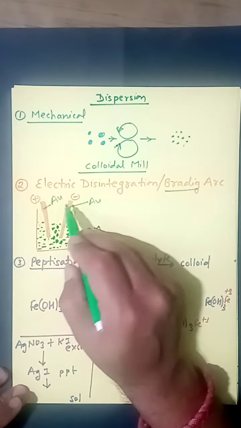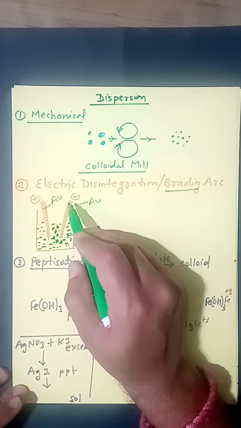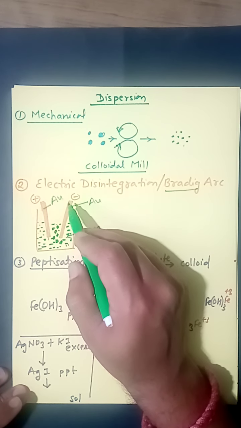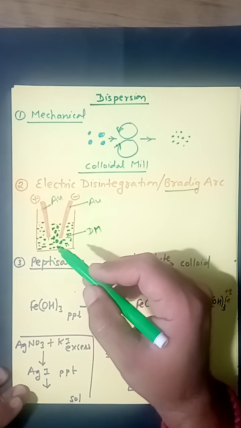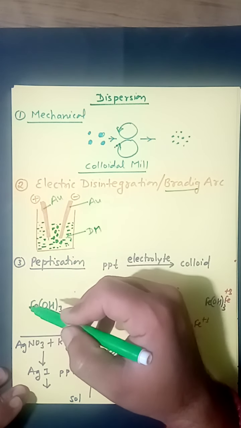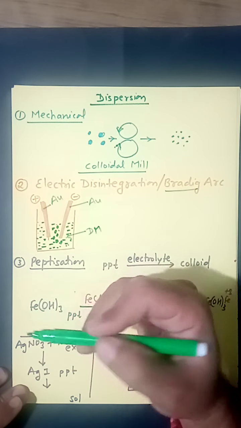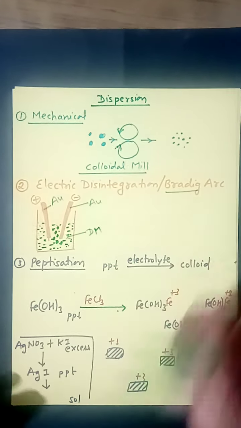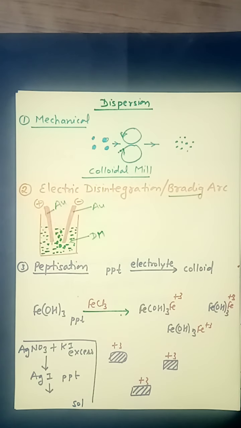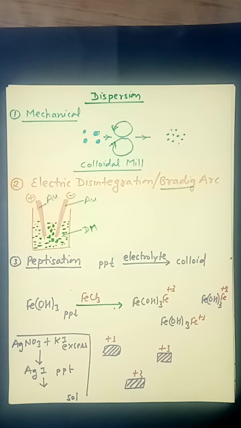So, positive and negative terminals, try to connect them, try to make contact between them. A spark is produced. At the very high temperature of the spark, particles vaporize. After cooling down, they aggregate and convert into particles of colloidal dimension.